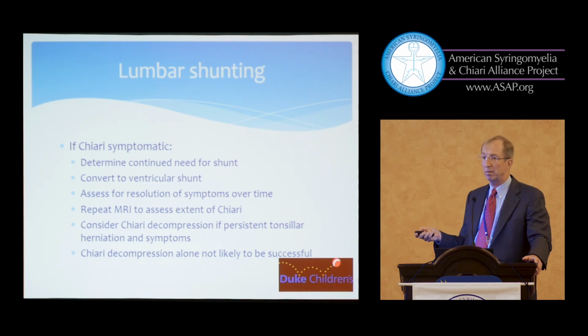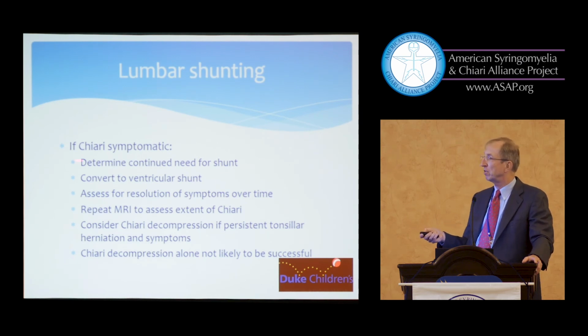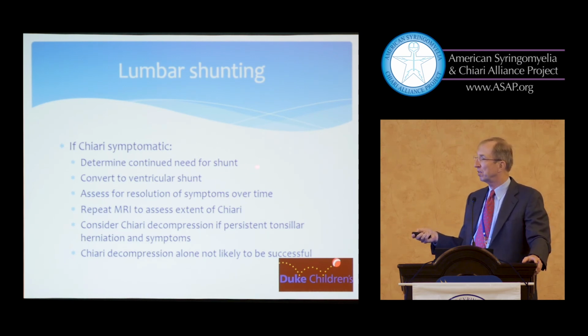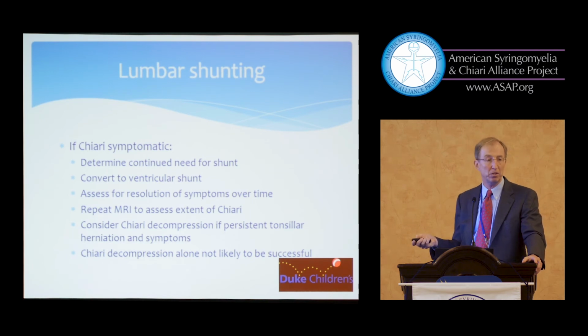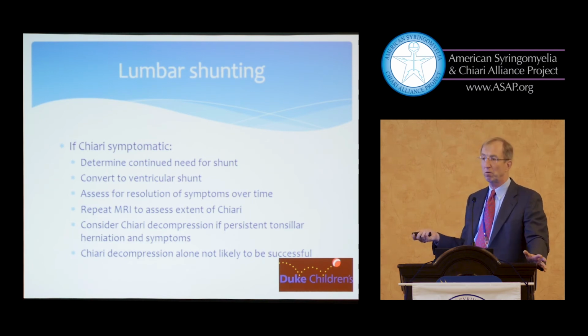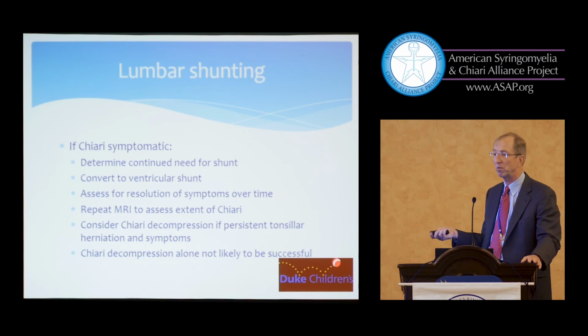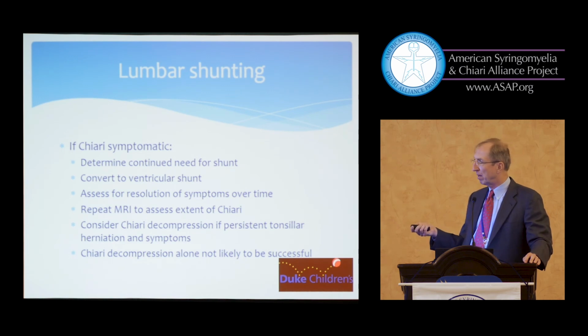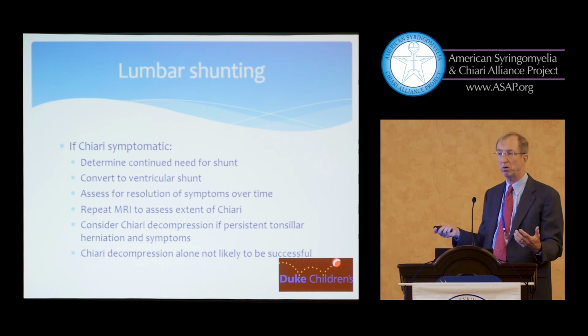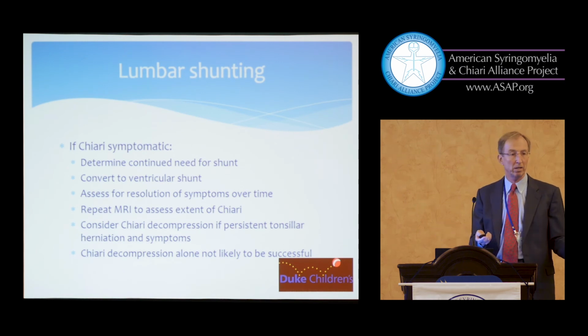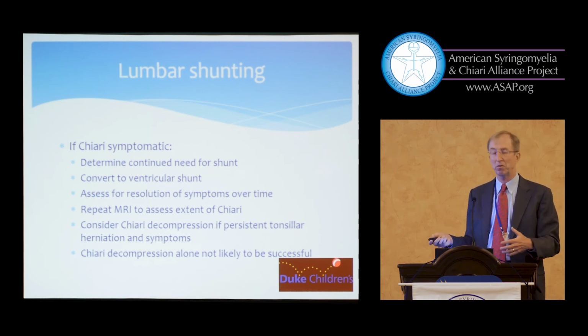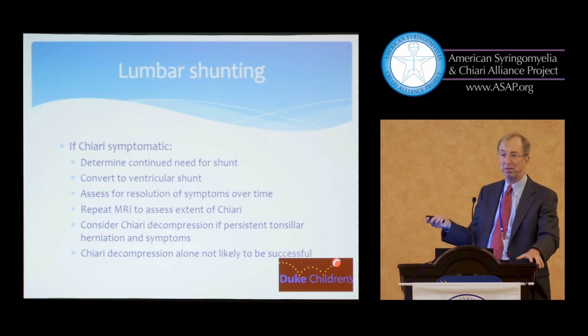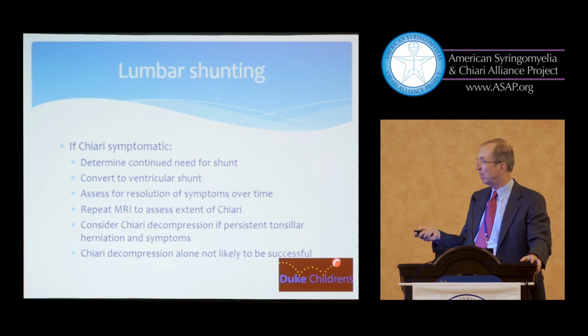If the Chiari is symptomatic, first thing to do is figure out, do they still need that shunt? Some of these shunts were placed for a potentially reversible condition. Some of them were placed a long time ago for subarachnoid hemorrhage or like an aneurysm hemorrhage. They may not need the shunt anymore. Some patients who had a shunt placed for pseudotumor that then went on to lose weight may not need that shunt anymore. So the best thing you can do with the shunt is take it out. Then you can't have further shunt problems.